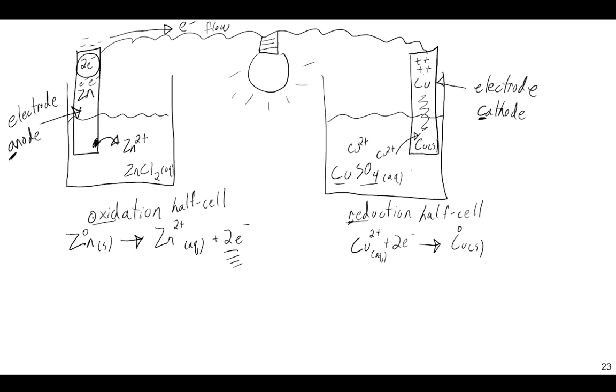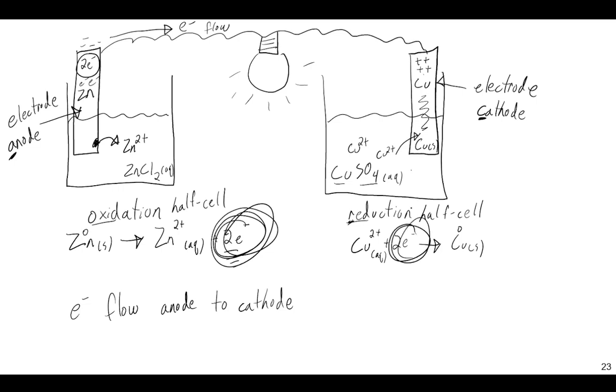Anode is oxidation. Electrons always flow from the anode to the cathode, which makes sense because oxidation is at the anode. That's where the electrons are being generated. And so they're going to be flowing to somewhere where they're used up, the cathode. Now, there's one last thing missing here. I'm just going to erase the light bulb so I have some space.